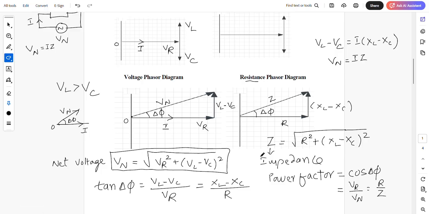Now power factor is given by what? To calculate the phase difference, use this formula. Delta phi is the phase difference. Tan of delta phi is equal to VL minus VC by VR, that is equal to XL minus XC by R. Power factor is cos of delta phi, which is VR by Vn.